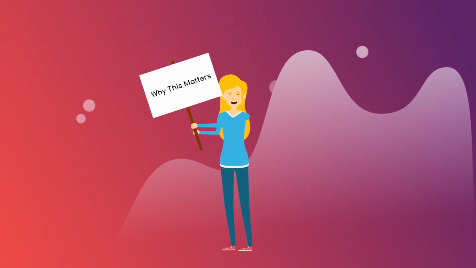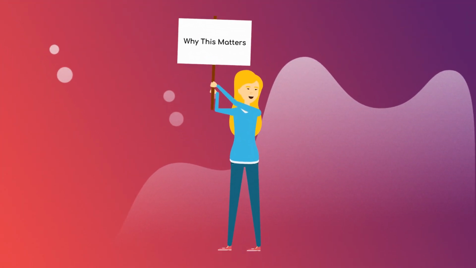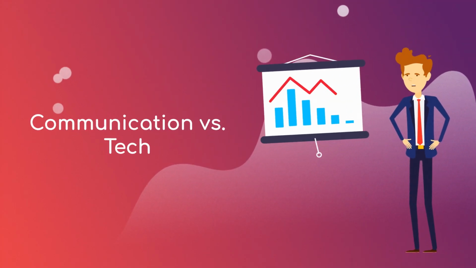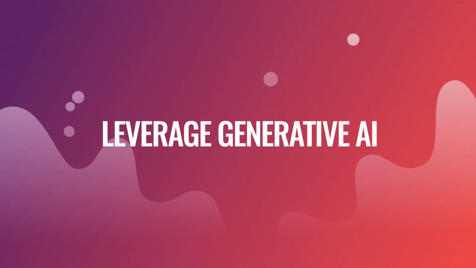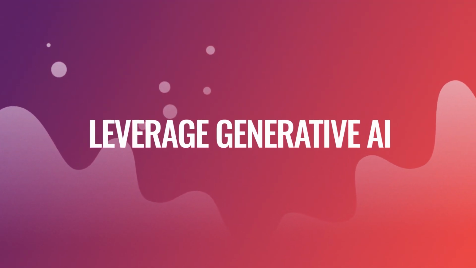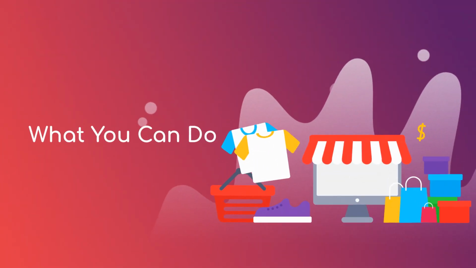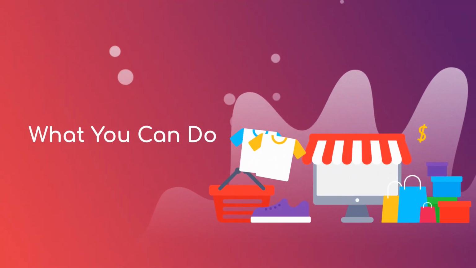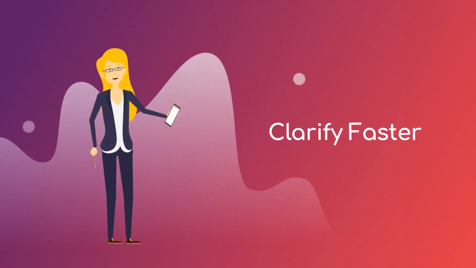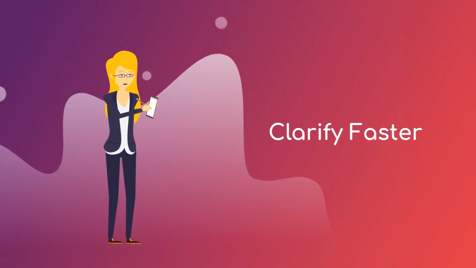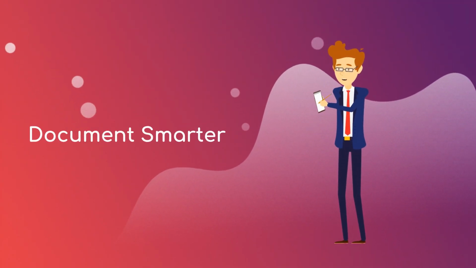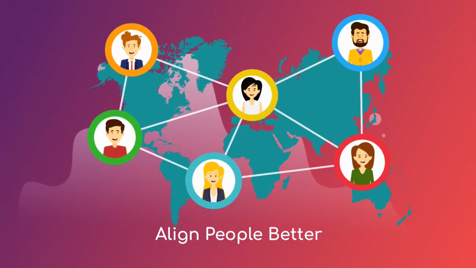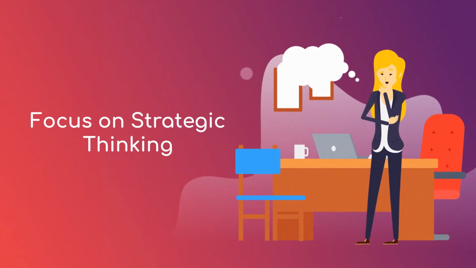Why this matters more than ever. Remember, most project failures happen not from bad tech, but from poor communication. And today, with generative AI, you don't have to struggle through ambiguity or lose time on low-value writing tasks. You can clarify faster. Document smarter. Align people better. And focus on the strategic thinking that makes you irreplaceable.